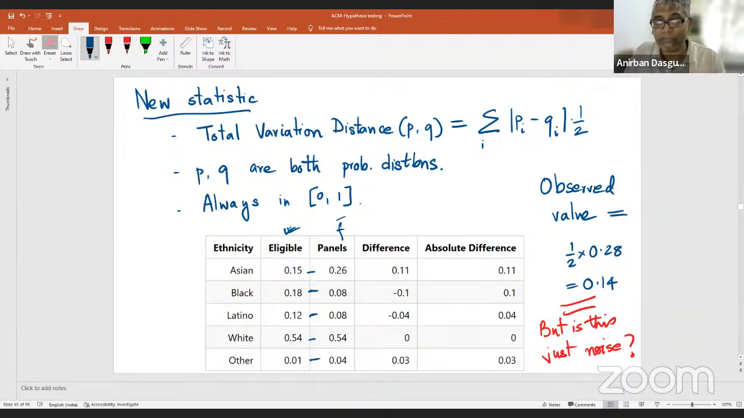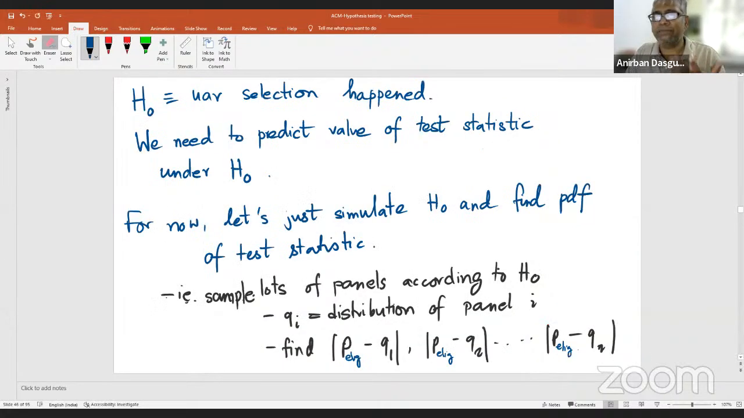Is this just noise? How do I know? Because see, in my coin toss example, I could clearly say that under the null hypothesis, this is the distribution of the test statistic. Here it is not so easy because the test statistic is sort of complicated. So what do we do? Okay, here is what you can do. I mean, if nothing else, this is what you should fall back on.